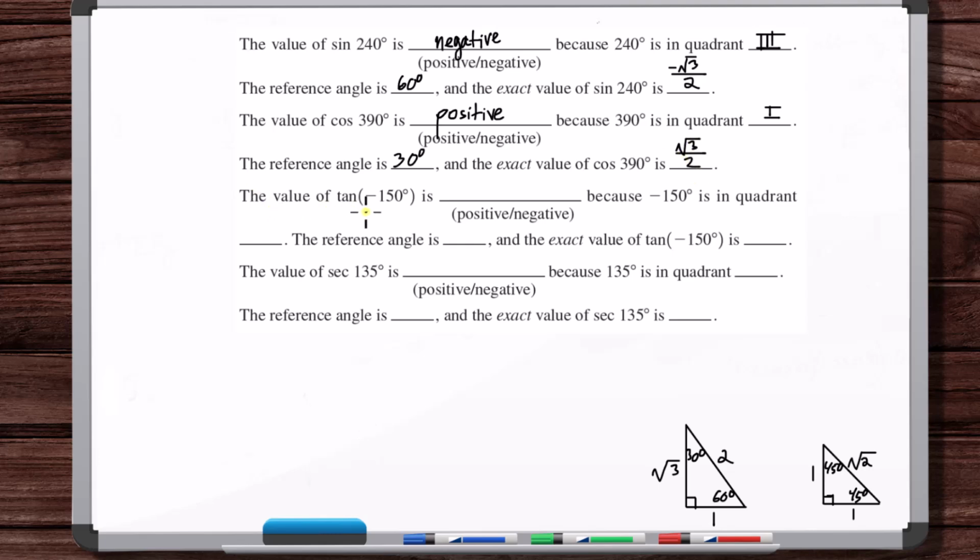Okay, the value of tangent of negative 150 is, so same type of problem, but with tangent of negative 150. So this is negative 180. Therefore, we come 30 degrees this way, so we can see the reference angle is going to be 30 degrees.